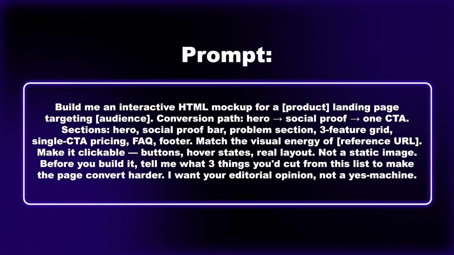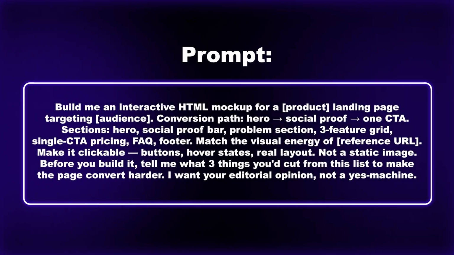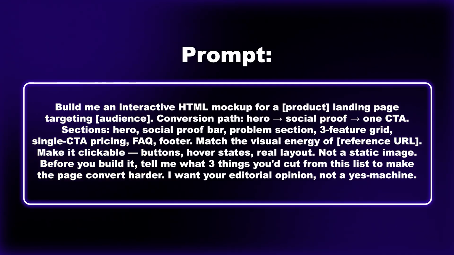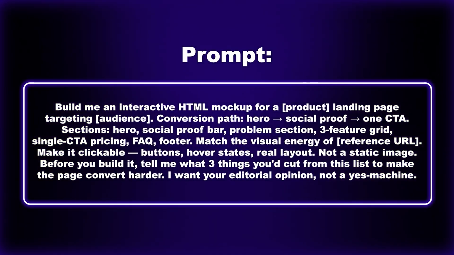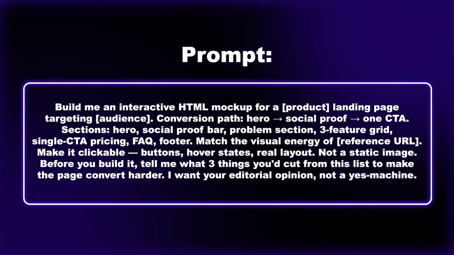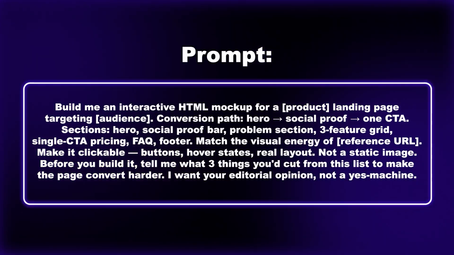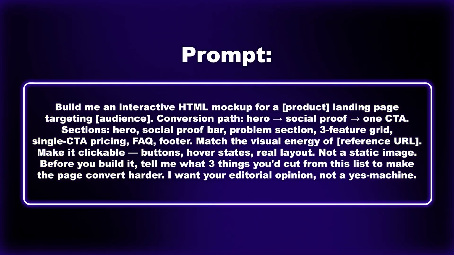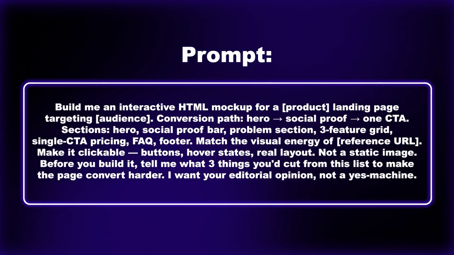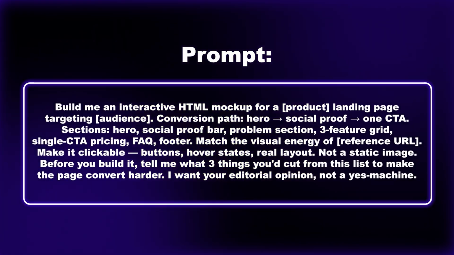Build me an interactive HTML mockup for a [blank] landing page targeting [blank] audience. Conversion path, hero, social proof, and 1 call to action. Sections: hero, social proof bar, problem section, 3 feature grid, single call to action, pricing, FAQ, footer. Match the visual energy of whatever URL you like. Make it clickable, buttons, hover states, and real layout, not a static image. Before you build it, tell me what 3 things you've cut from this list to make the page convert harder. I want your editorial opinion, not a yes machine.